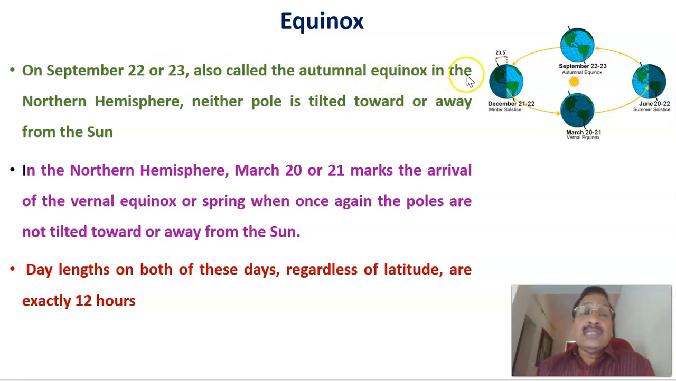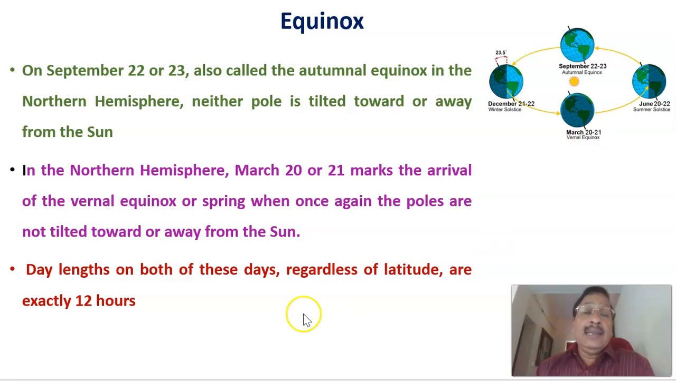autumnal equinox in the northern hemisphere. Neither pole is tilted towards or away from the sun. Therefore, during that period, daytime and night time will both be 12 hours. And in the northern hemisphere, on March 20-21, comes the vernal equinox, or spring, when once again the poles are not tilted towards or away from the sun.